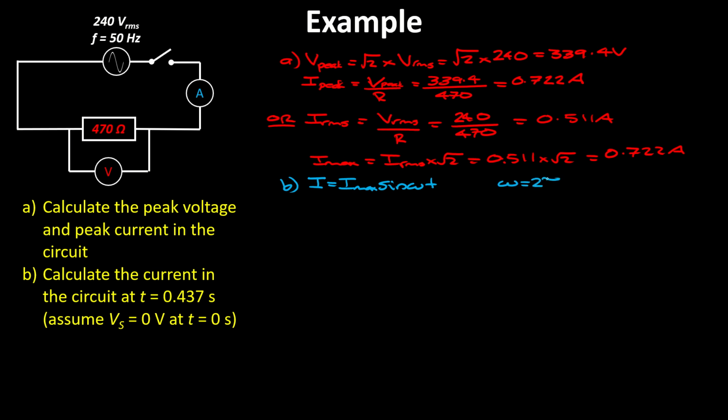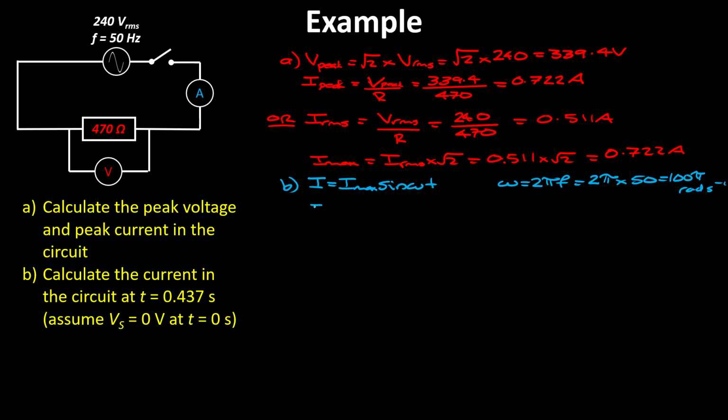Omega is 2 pi f. So 2 pi times 50, which equals 100 pi radians per second. Now, I'm actually just going to leave it like that. I'm going to leave the pi in there because it's not an answer. I'm using it as a calculation step, and it's easier to write that way.